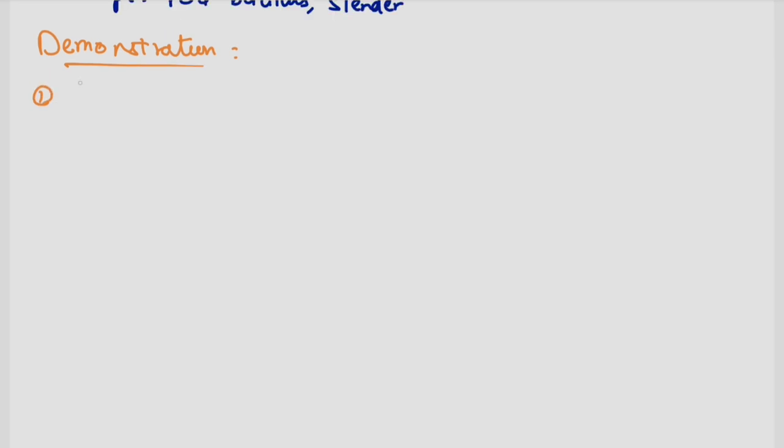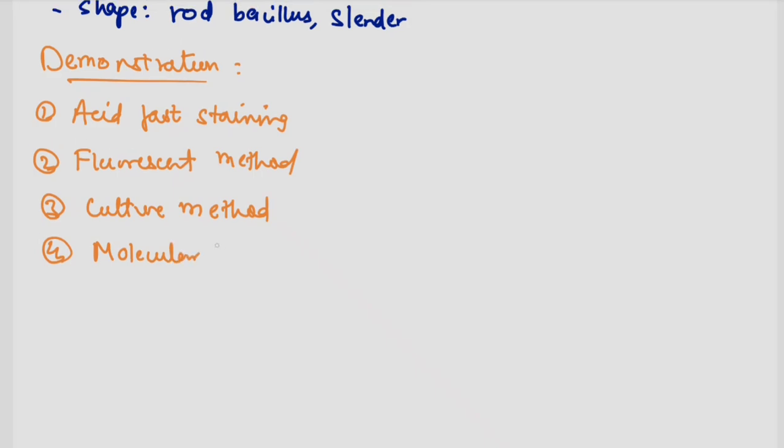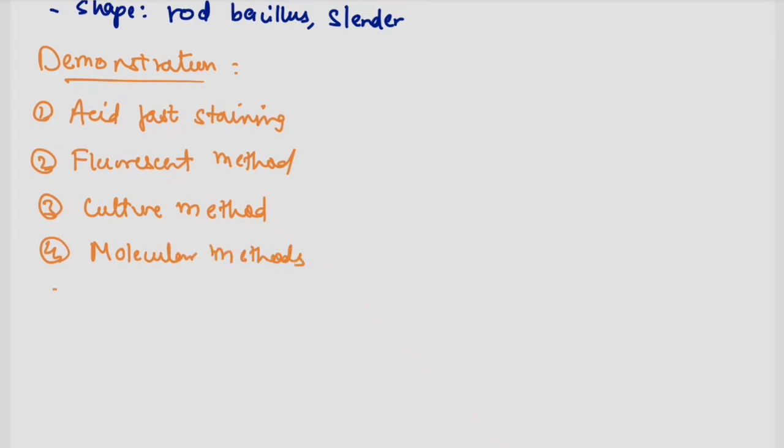Now let's discuss how we will demonstrate the bacteria. For demonstration we have 5 methods. First is acid fast staining, in which we use ZN stain. Second is the fluorescent method. Third is the culture method, which is best as it is the most specific. Then we can use molecular methods, and fifth is the serological test.